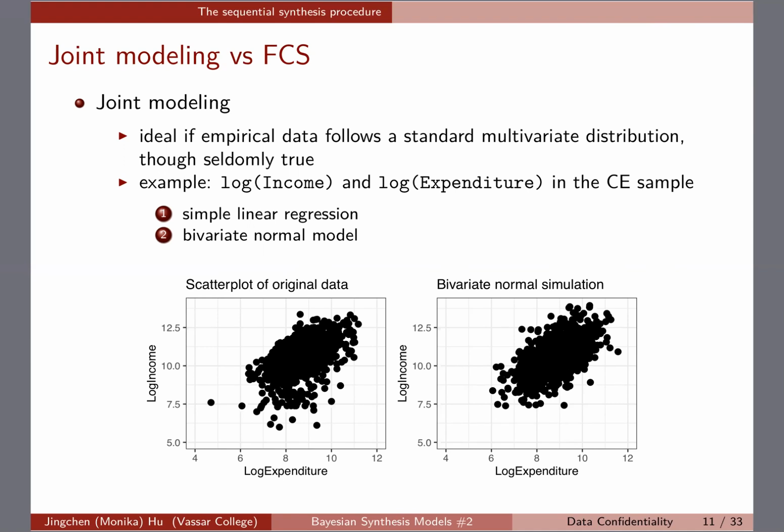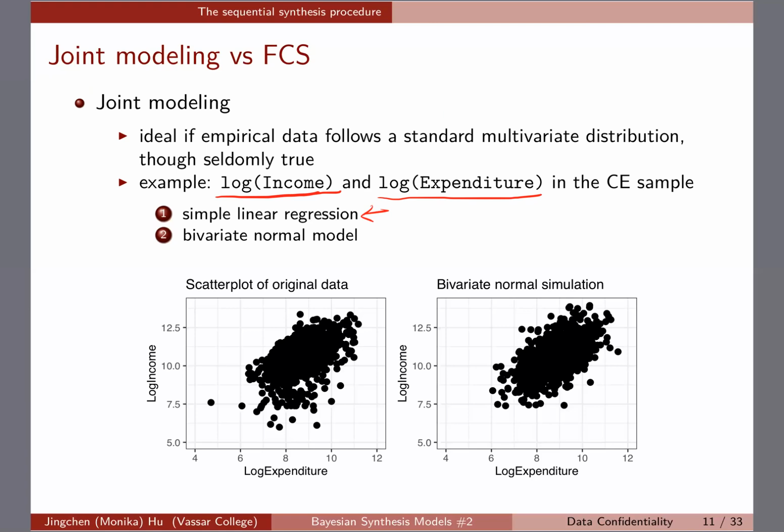So first of all, joint modeling is the ideal choice if the empirical data actually follows a multivariate distribution that you can specify. You'll probably be wondering, we never learned any multivariate distribution, so what can be one? For example, if we go back to the CE sample, starting with the simplest case, I'm dealing with the log income and log expenditure. We did it last time, where you can use a simple linear regression as a model.